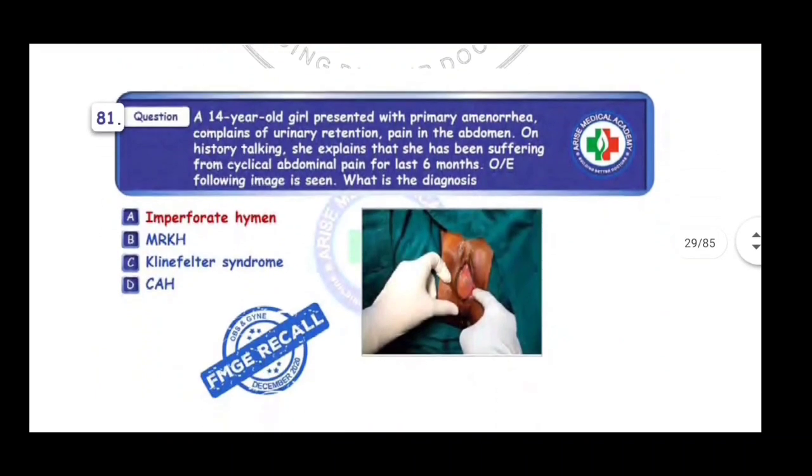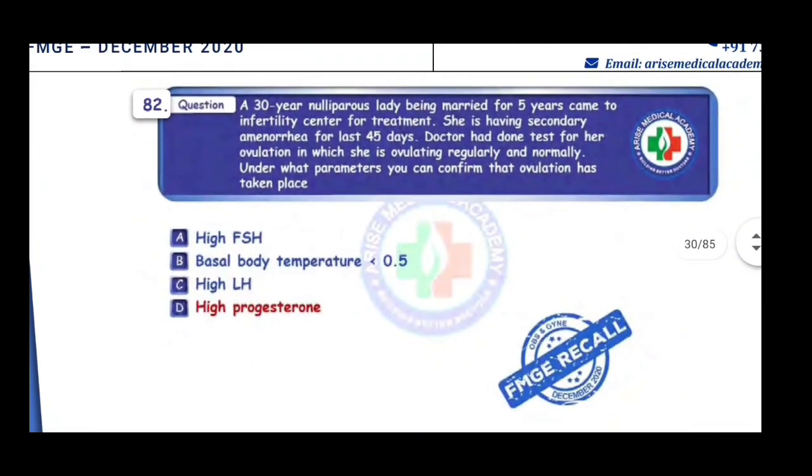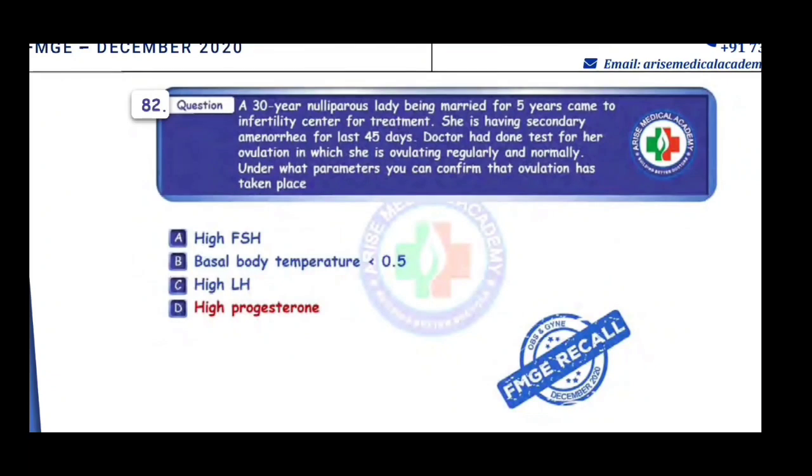A 14-year-old girl presented with primary amenorrhea, complained of urinary retention, pain in the abdomen. On history taking, she explained that she has been suffering from cyclical abdominal pain for the last 6 months. And on objective examination, the following image is seen. What is the diagnosis? Imperforate hymen.